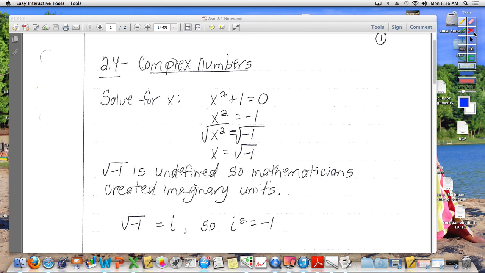So I have a situation here, x squared plus 1 equals 0. Subtract 1 from each side, you get x squared equals negative 1. Take the square root, get the square root of negative 1. Up until now, you would get a situation like that. You would say, oh, it doesn't cross the x-axis, no solution, and you'd move on. But mathematicians a long time ago said, okay, you know what? The square root of negative 1 is undefined, so we're going to call it an imaginary unit.